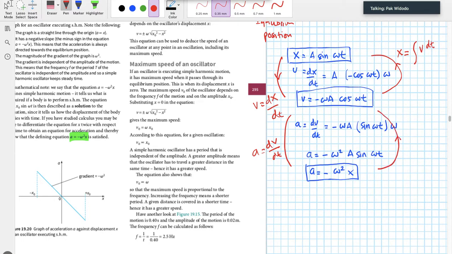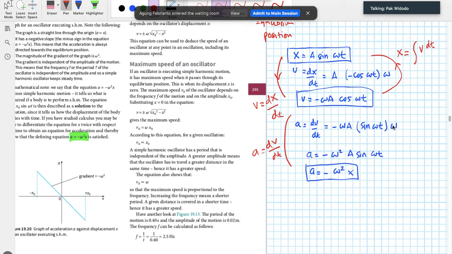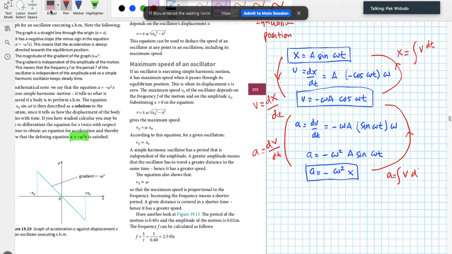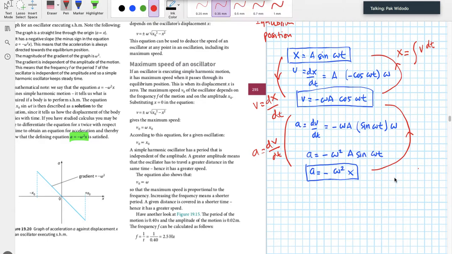And v is also the integral of a dt. Sorry, I reversed that: v is the integral of a dt. Like that, guys.